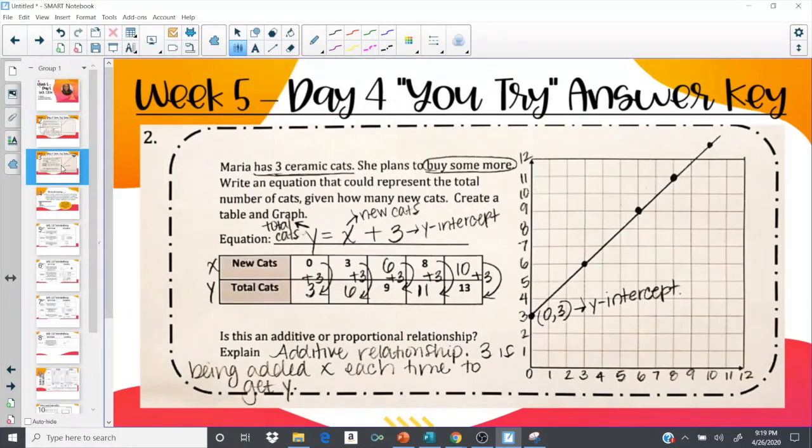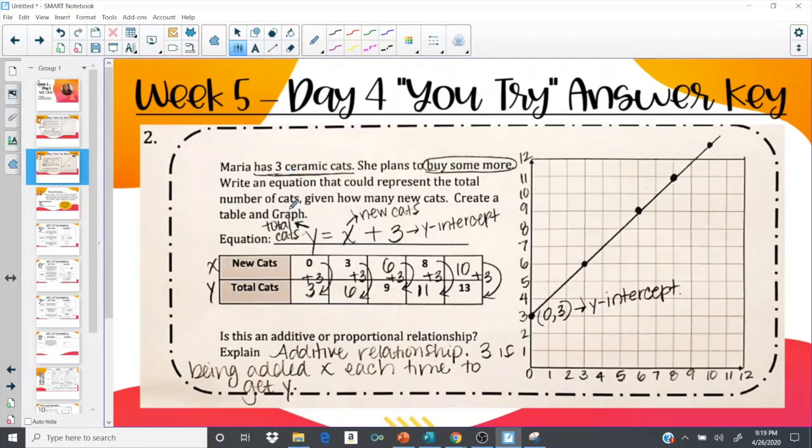Number 2, Maria has 3 ceramic cats. She plans to buy some more. Write an equation that could represent the total number of cats given how many new cats. Create a table and graph. All right, so here it says she has 3 ceramic cats already. She starts out with 3 ceramic cats. And she plans to buy some more. So therefore, we're going to be adding some cats to her collection.